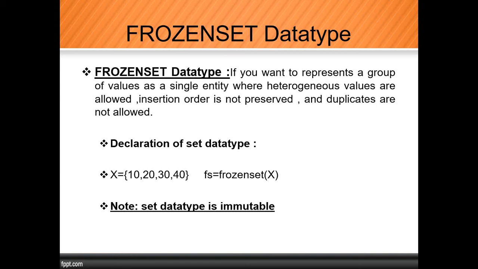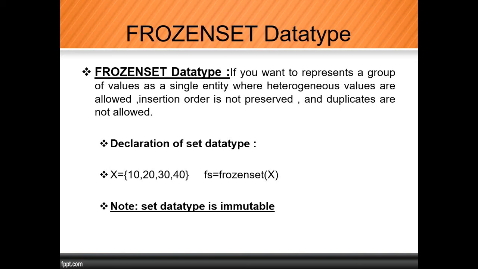If you require a group of values which does not store repeated values, then we will use set and frozenset. When we require duplicate values and we require the insertion order to be preserved, in that case we will use the list data type and the tuple data type.